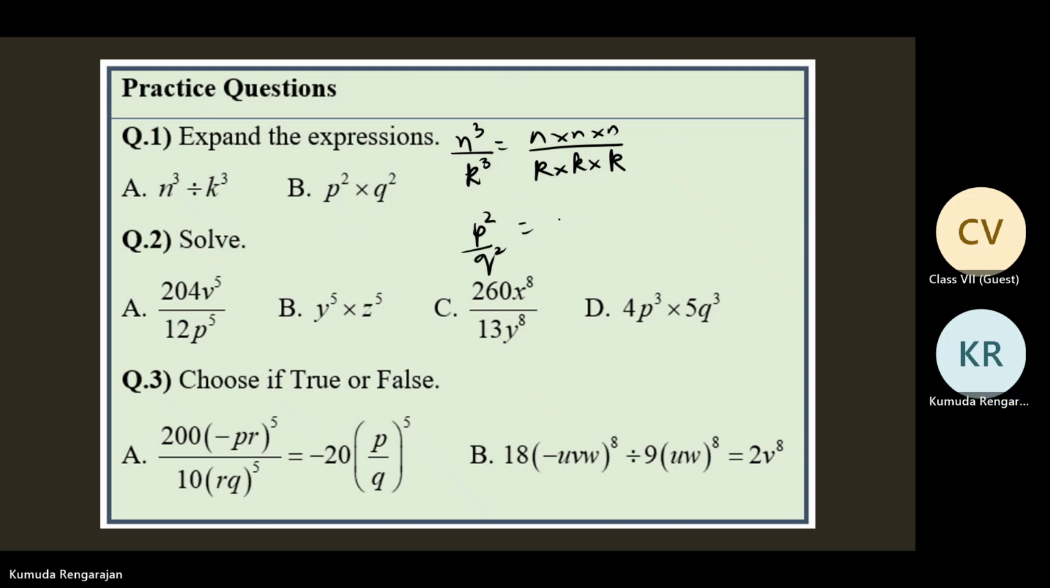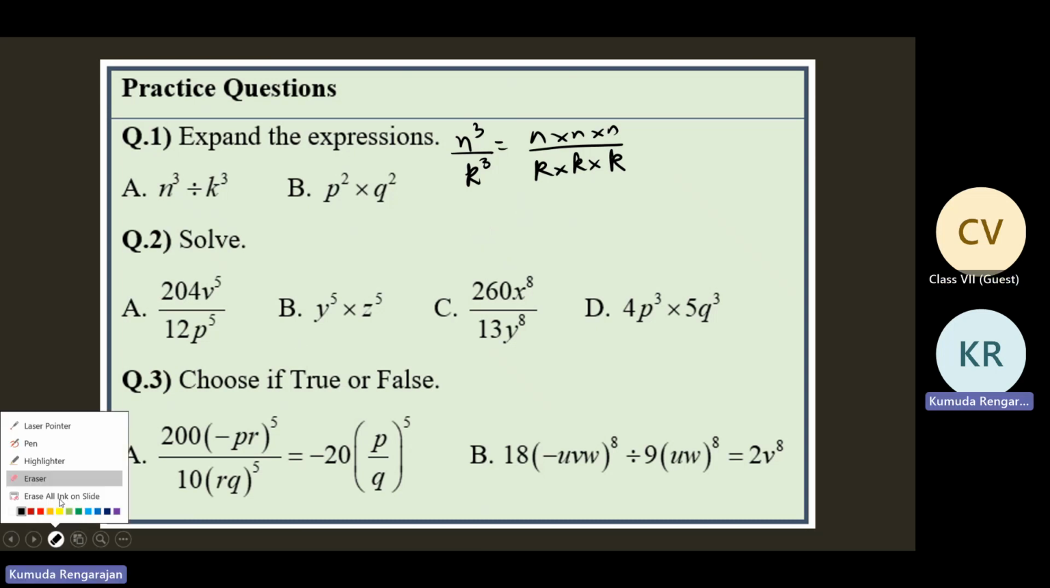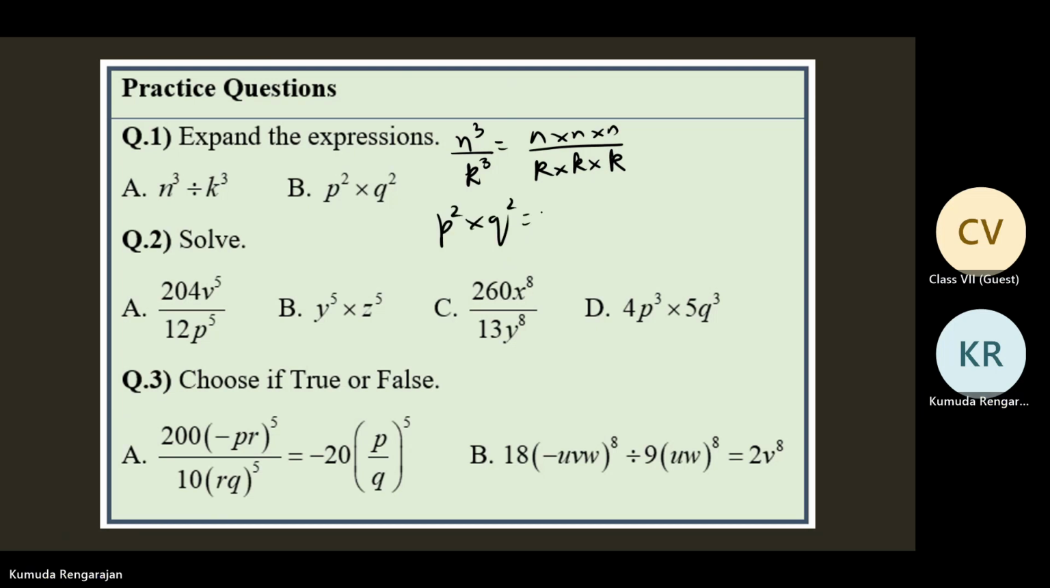Harini. P into P. One minute. P square into Q square. Yeah, P square into Q square. Yeah. P into P into Q into Q. That's all.